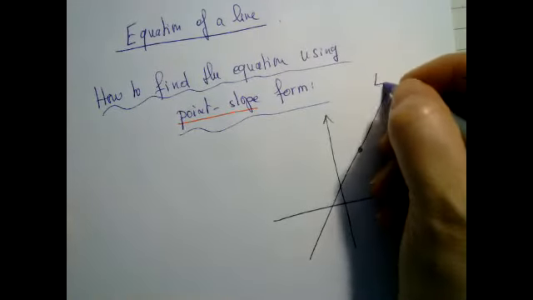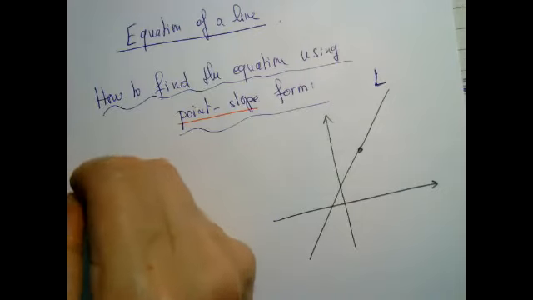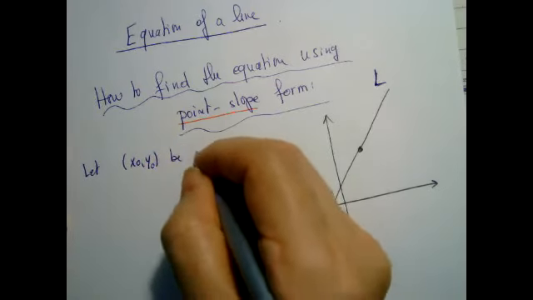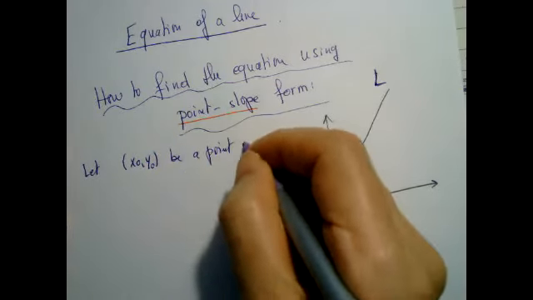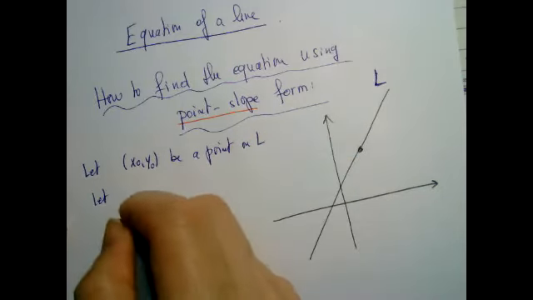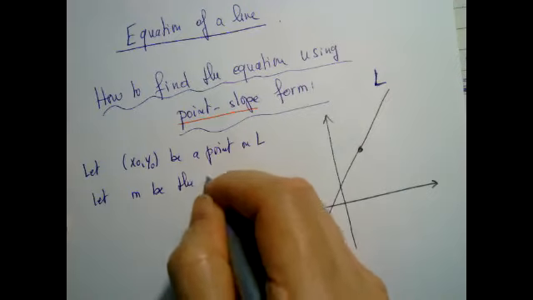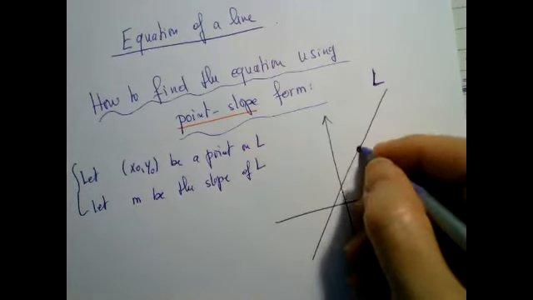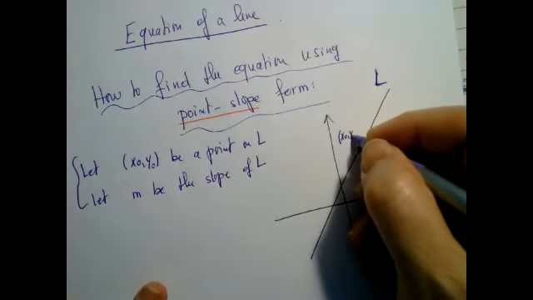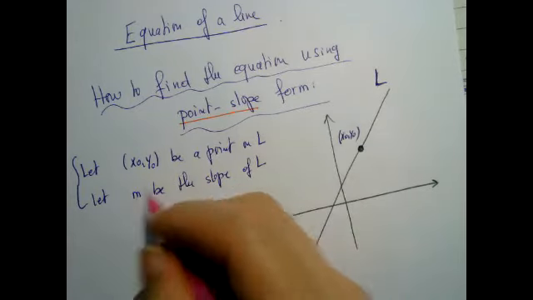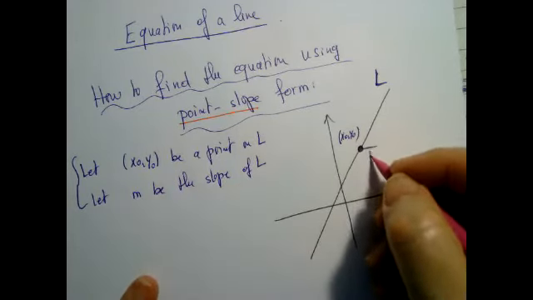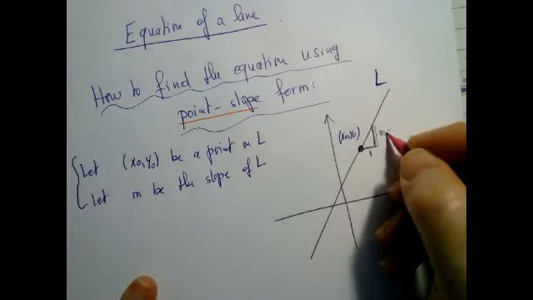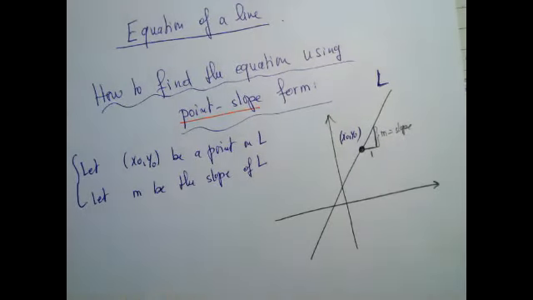So suppose I call this line L. Let (x0, y0) be a point on the line L, and let M be the slope. So I know the slope of L. I have a point here, which I'm calling (x0, y0), and I know the slope M. It means if I go by 1, the slope tells me to go up M. That's the slope. Okay.